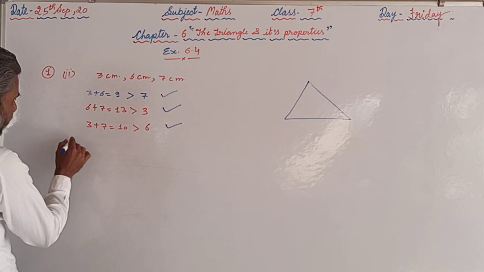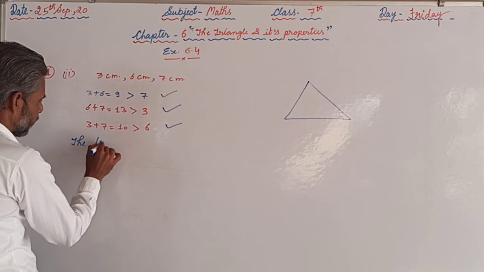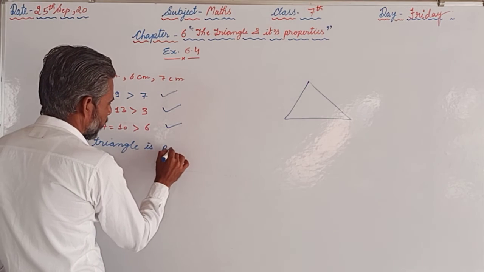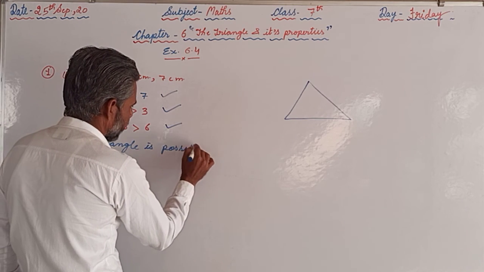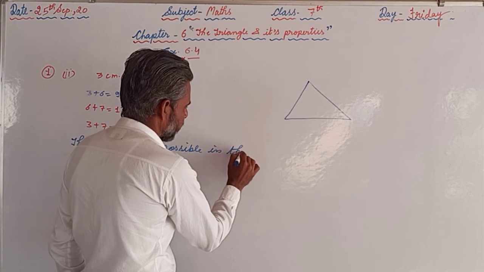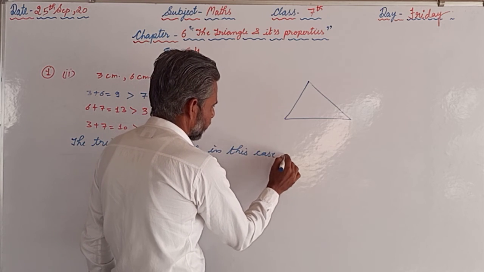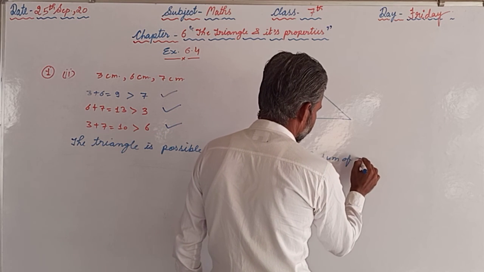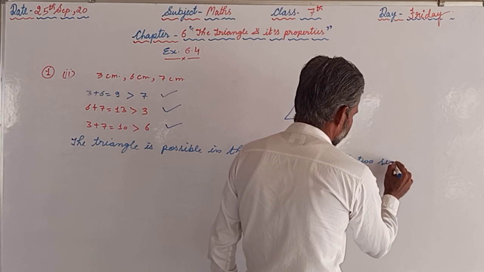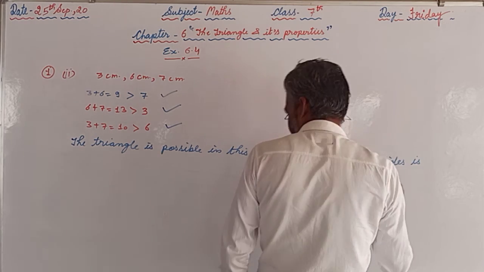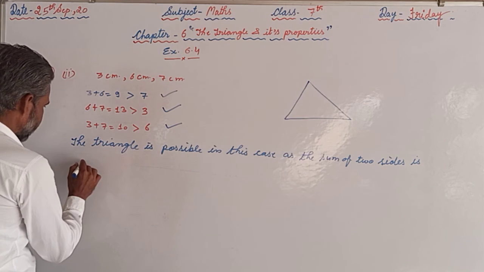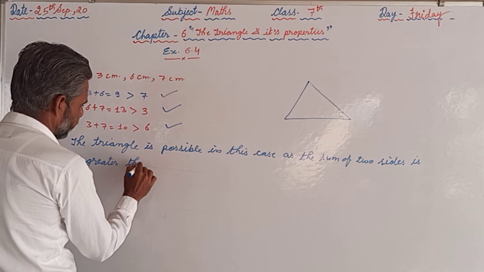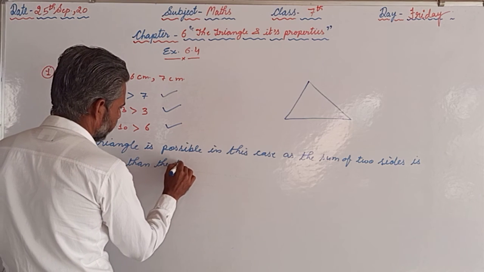Then we can say the triangle is possible in this case as the sum of two sides is greater than the third one.